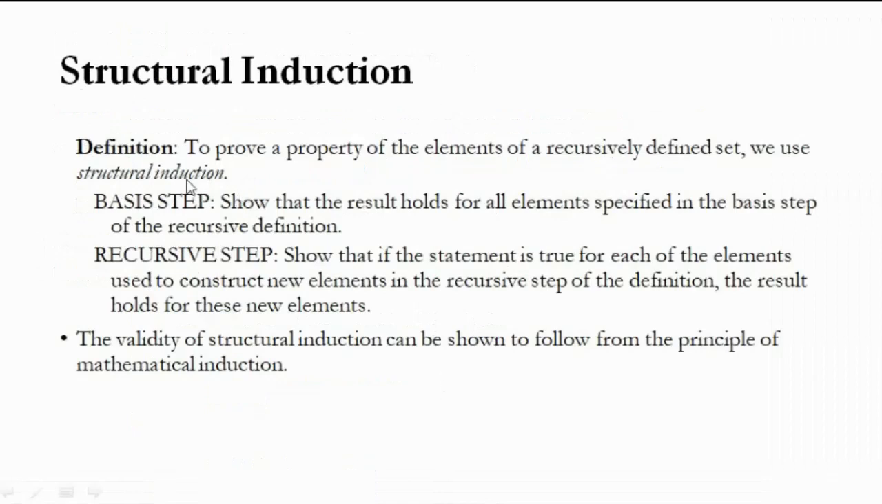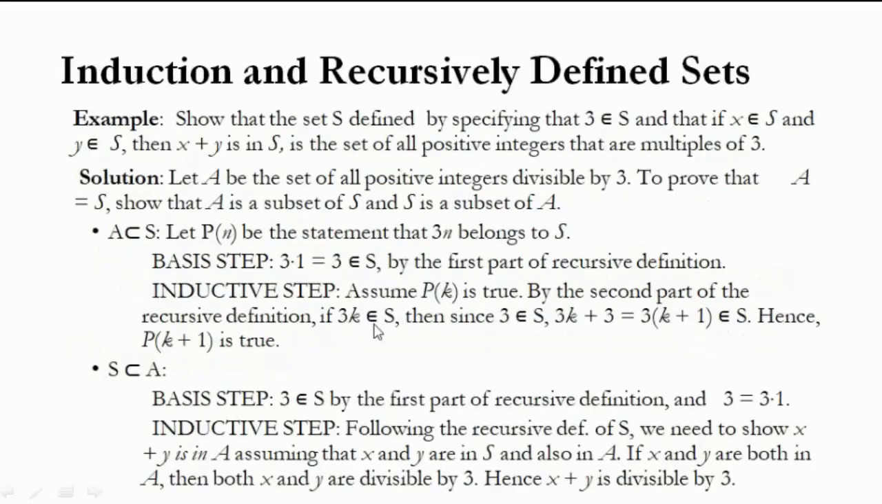Structural induction: to prove a property of elements of a recursively defined set, we use structural induction. Show that the result holds for all elements specified in the basic step of the recursive definition. So always you have to start with the initial step. If there is no initial step, the recursion will fall into an infinite loop. So please remember, recursion should always have an exit condition. That is what is called the basic step. Next, the recursive step: show that if the statement is true for each of the elements, use it to construct new elements in the recursive step, and the result holds for the new elements.